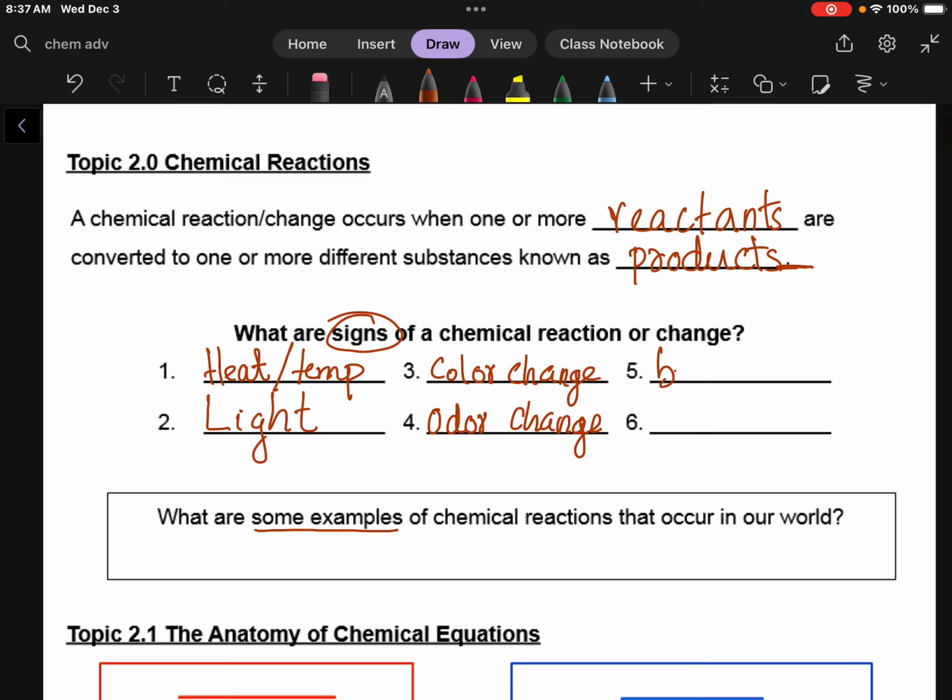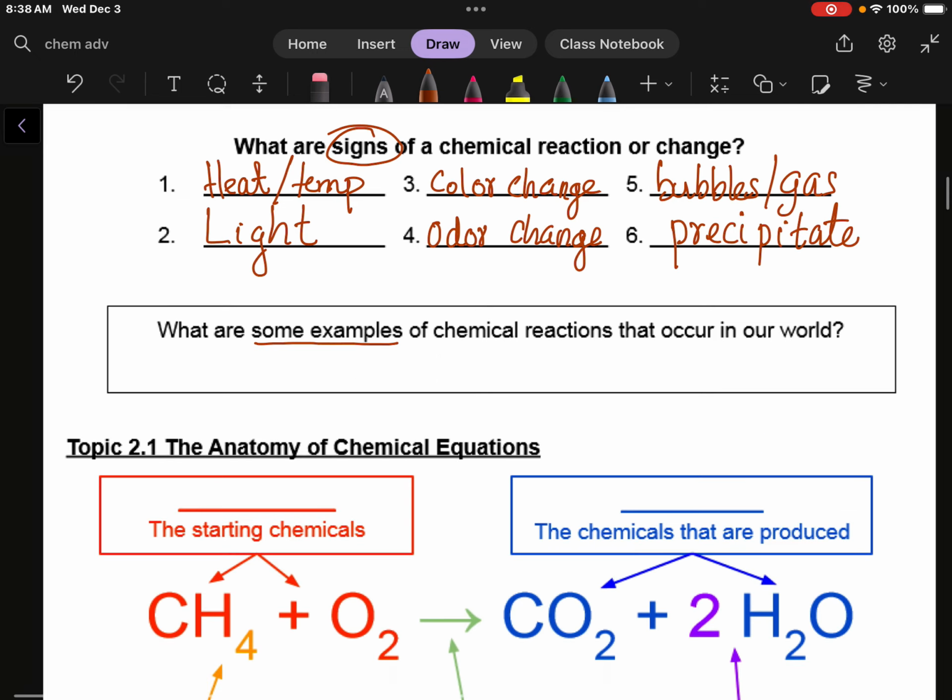Or if you are seeing bubbling, that means there is gas producing. Bubbles or gas is also an indication of chemical change. Then the last one, we have seen that in our previous lab, is the formation of a solid substance called precipitate. So whenever you see one of these, not everything needs to happen in a single reaction. If any one of these happens, we will say that is what? A chemical change. And think about some real life examples of chemical reaction, and you have to write that there.